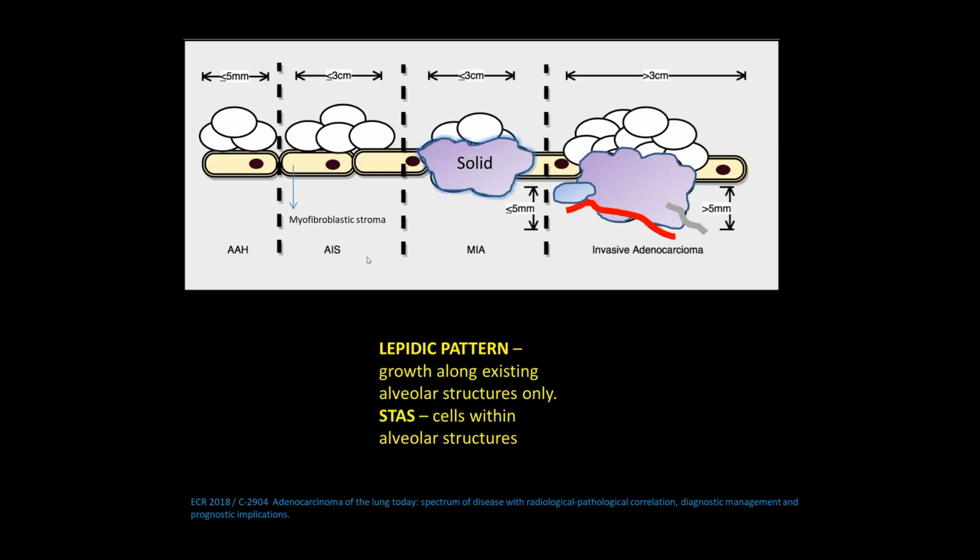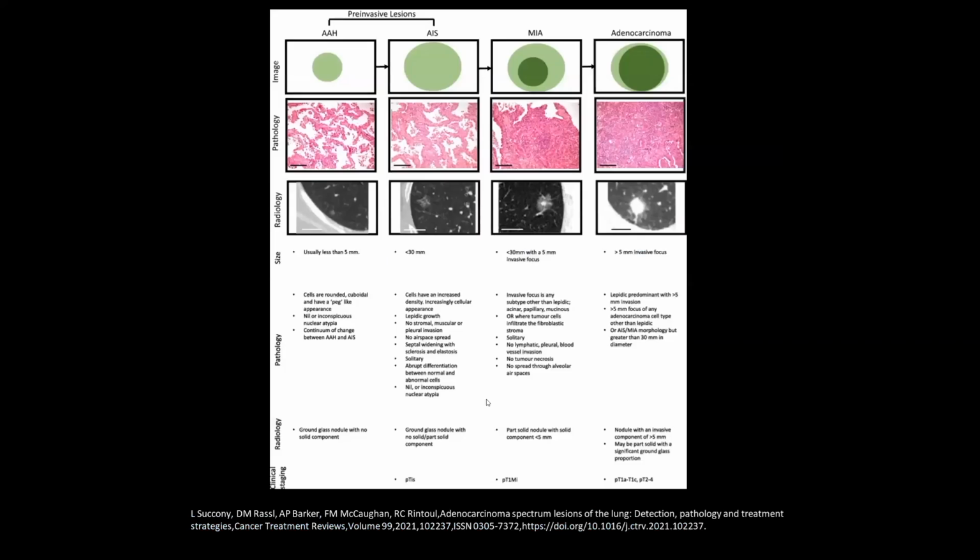Spread through air spaces, however, is not going like this, but rather within the alveoli, clumps and clumps of spread will be spreading. It can occur with any tumor type, not just lipidic. So you can have a solid, mucinous, non-mucinous invasive adenocarcinoma, which can have spread through air spaces. So do not confuse these two patterns. Lipidic is different. This is different.